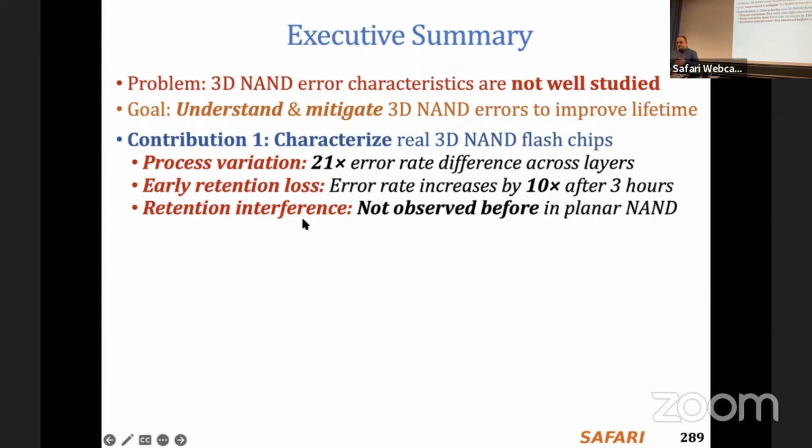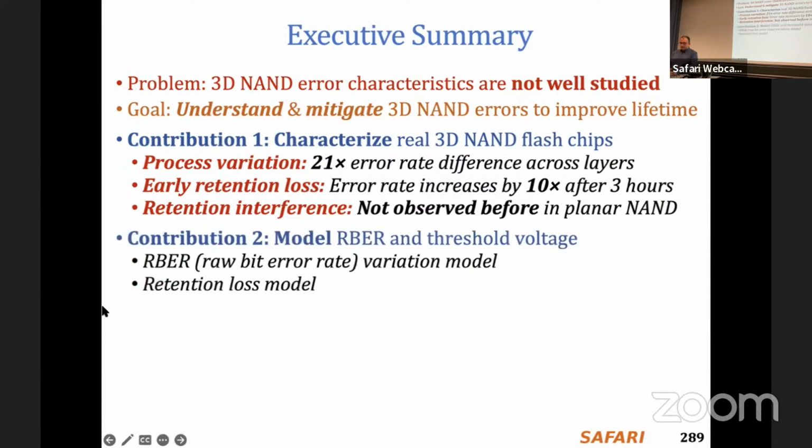So now the problem is that retention error has some interference on other flash cells as well. But I'm not going to cover it, and you can read the paper for more detail.